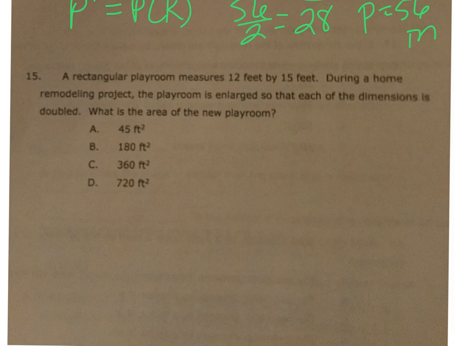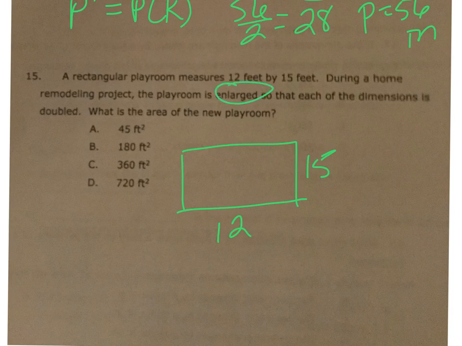15 talks about rectangular playrooms. And again, I'm going to draw a picture so I can see what's going on. So I have a rectangle that measures 12 by 15. During a home remodeling project, it's enlarged. So we have each dimension doubled. So that means my scale factor was doubled. That's multiplied by 2. And I'm looking for the area.